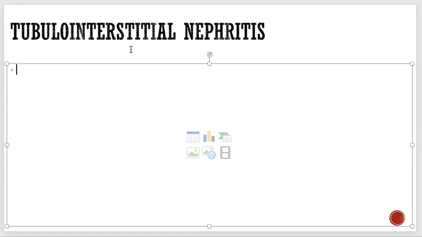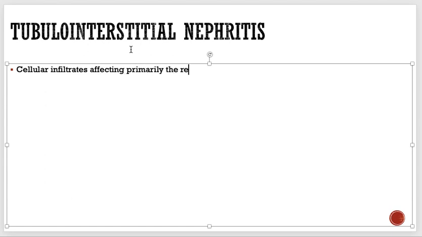Any condition affecting the renal interstitium and tubular cells and causing inflammation of them is called tubulointerstitial nephritis. By definition, it is cellular infiltrates affecting primarily the renal interstitium and tubular cells. It is called interstitial nephritis.